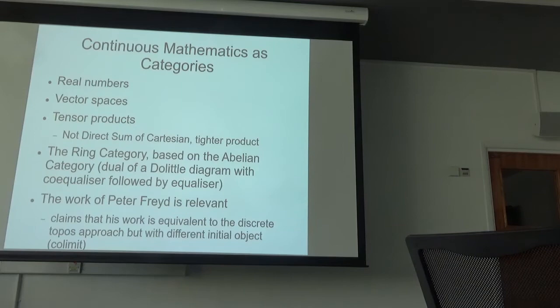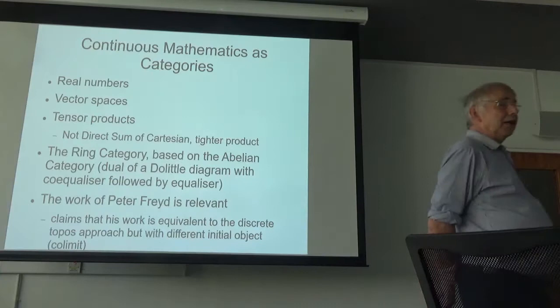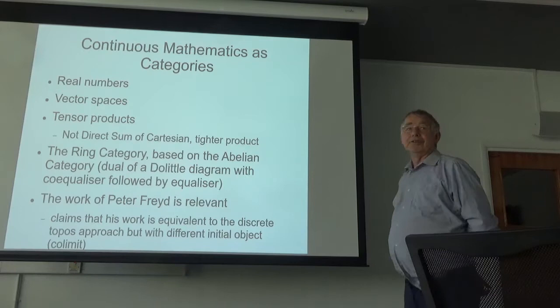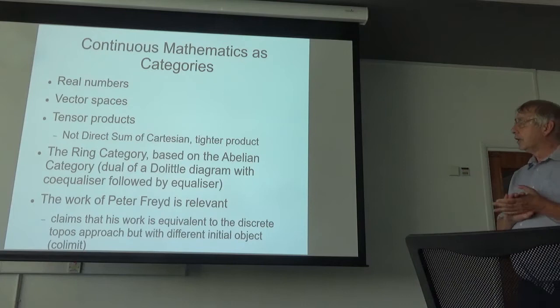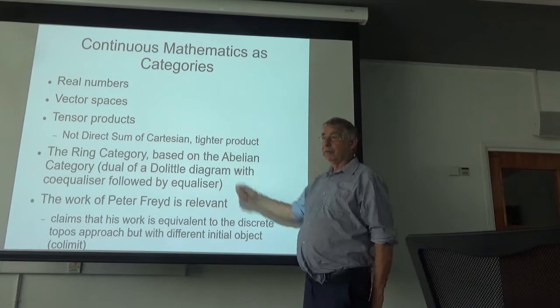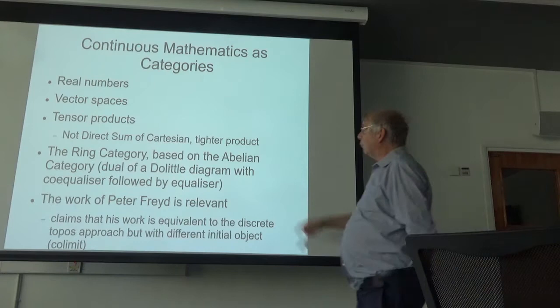Okay. So continuous mathematics as categories, what have we got here? Well, you've got real numbers, of course. You don't have C. Something might happen to be on C. We haven't got those. You've got vector spaces, tensor products. Cartesian always ends up with a sum on the plus side. In the tensor products, you don't get this. It's a tighter product. It preserves products throughout. And so tensor products are maybe more useful for some of the complex harmonics you get in the system.